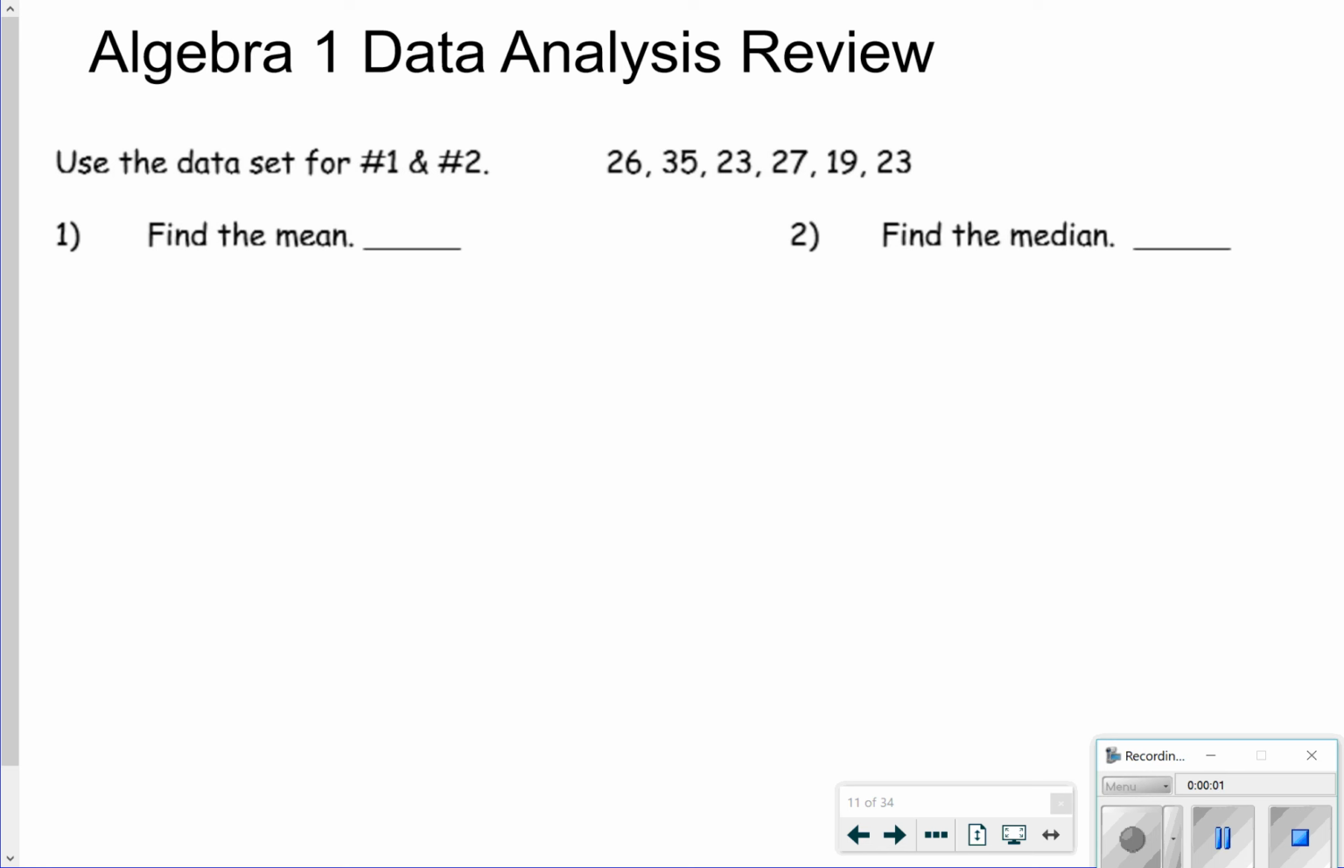Hey Algebra 1, and thanks for tuning in. This is going to be your Chapter 11 data analysis review for your test. We're basically just going to be looking at the measures of variation and just reminding ourselves how to find those.